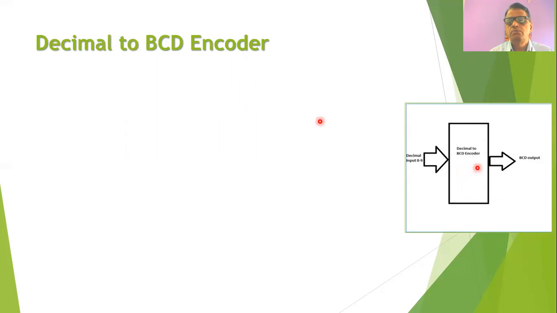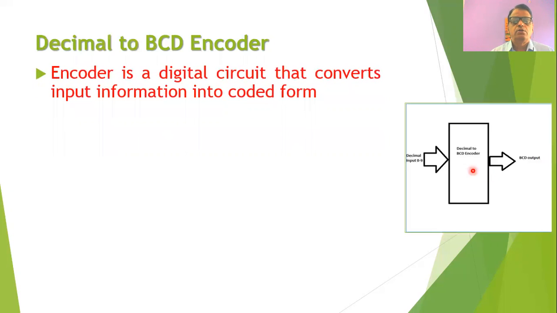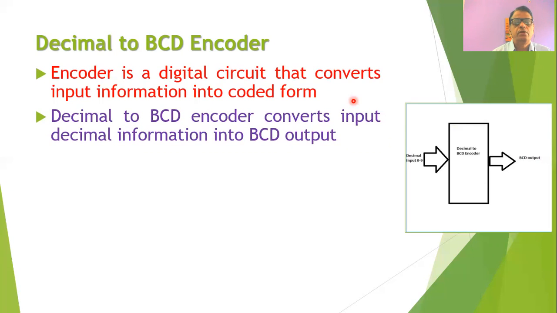As shown in this block diagram, a decimal to BCD encoder will accept at the input decimal information from 0 to 9. So it will have 10 input lines, and it will convert this information into BCD output. That is, there will be 4 output lines. As we know, an encoder is a digital circuit that converts the input understandable information into coded form. The decimal to BCD encoder will convert the input decimal information into BCD output.